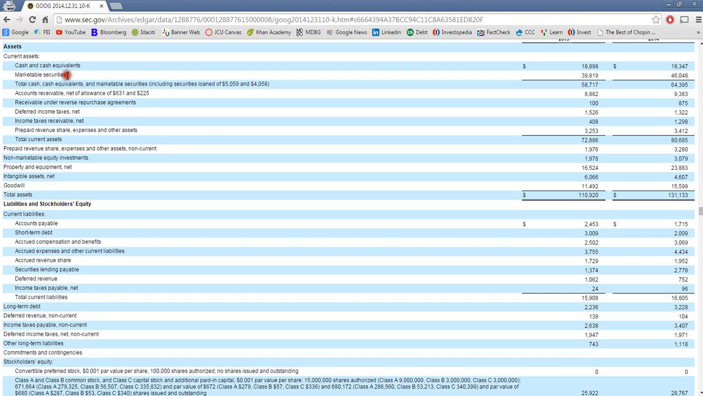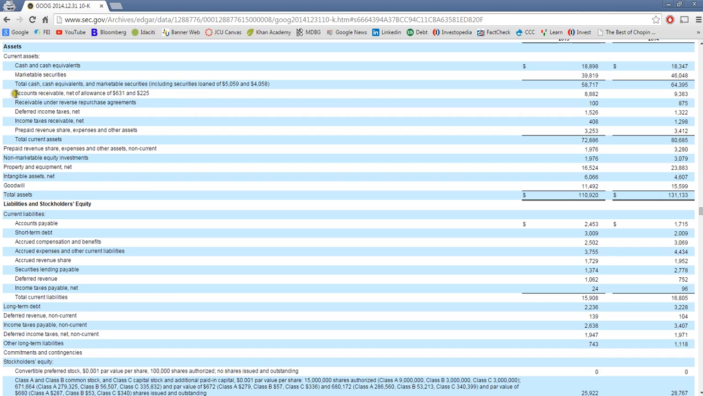And then marketable securities, that means it can be very quickly turned into cash, still less than a year. And then they give you a subtotal. That's another aspect of a classified balance sheet. They're always giving you subtotals. Then you have accounts receivable. And don't worry about this net of allowance. We'll get into that later.